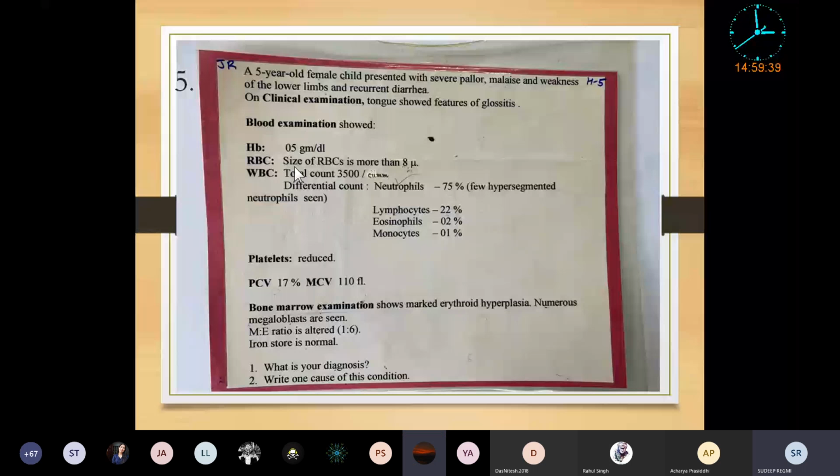Due to the deficiency of vitamin B12, there is no formation of thiamine, so that there is no cell division occurring. So all the lineage of the cells are decreased in number. Okay, partly correct. Any other? Okay, not only the erythroid series, but also the myeloid series of the cells will also be affected. Yes, very good. One is that.